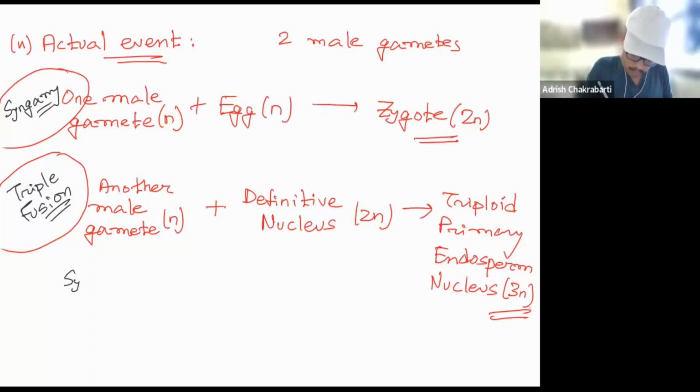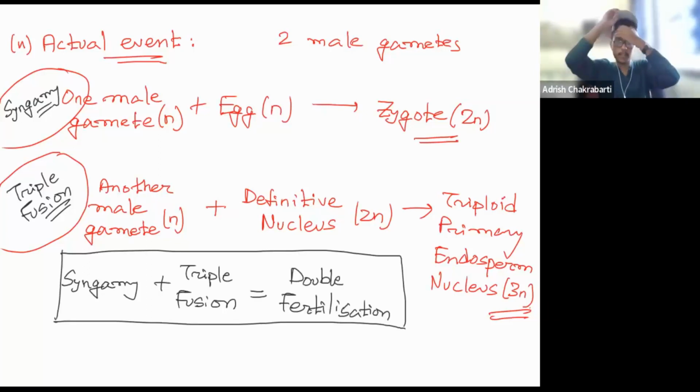So syngamy plus triple fusion is equal to double fertilization. Okay, so now we are done with the double fertilization. So see why it is known as double fertilization? Because we are observing 2 fertilization events operating simultaneously here. First is the syngamy, second is the triple fusion.